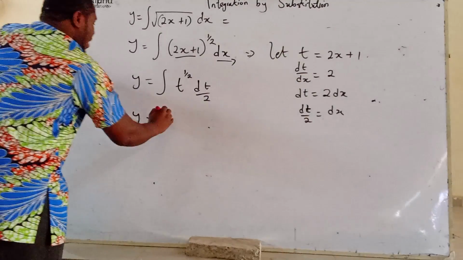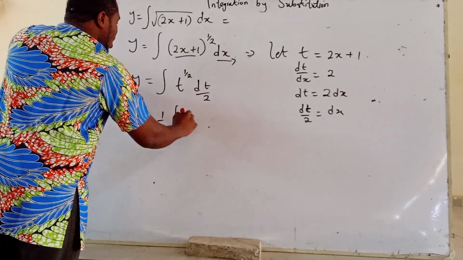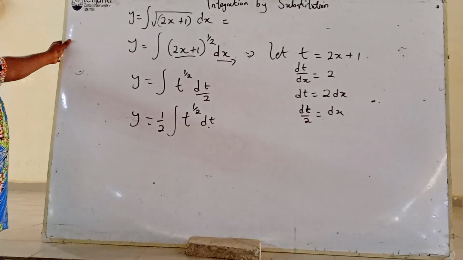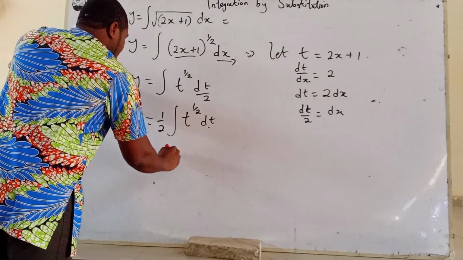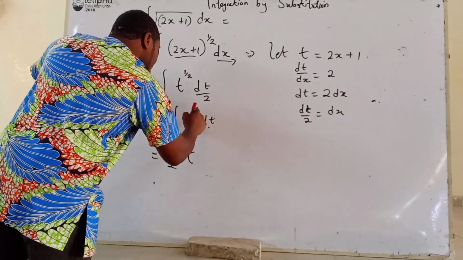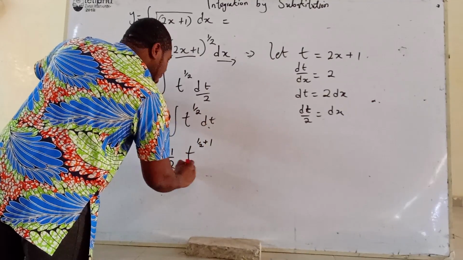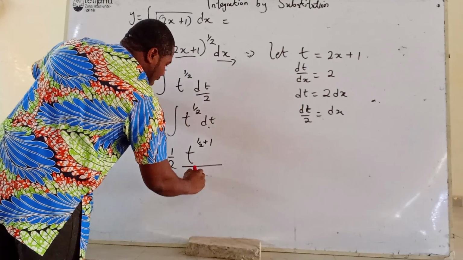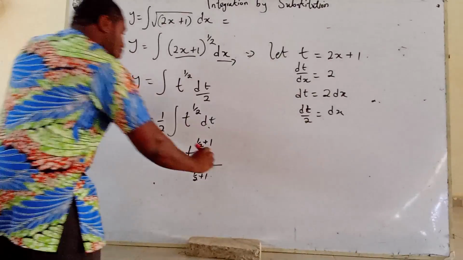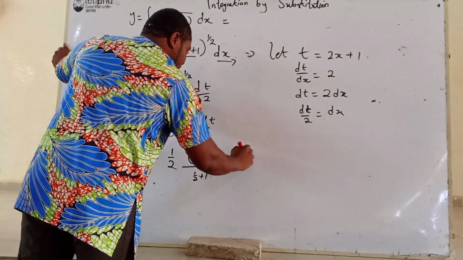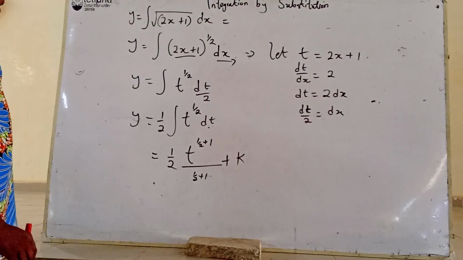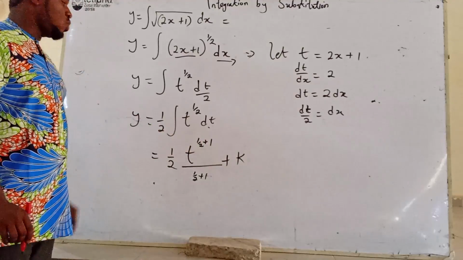Right? So as a matter of fact, can't I factor out 1 over 2 since it's a constant? I can. So I have 1 over 2 integral of t raised to 1 over 2 dt. I can integrate with respect to t here. So if I integrate, I am going to have t raised to 1 over 2 plus 1 divided by 1 over 2 plus 1, plus k. What is my constant of integration? Plus k. What is 1 over 2 plus 1?